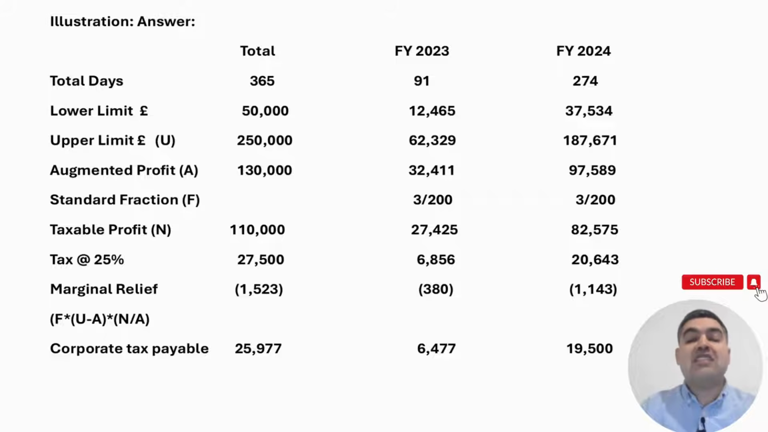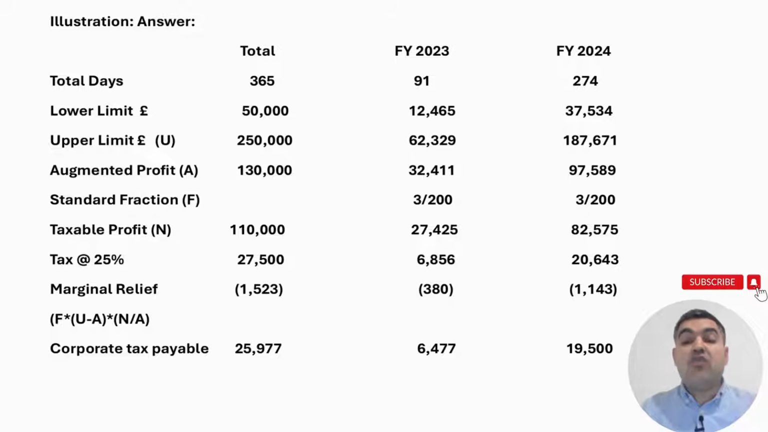So the formula is F, the standard fraction, which is 3 divided by 200, multiplied by U, where U is the upper limit, minus A. A is the augmented profit, N is the taxable profit. That would give you the corporation tax payable. So how simple is that?